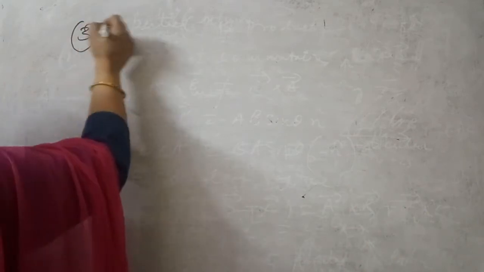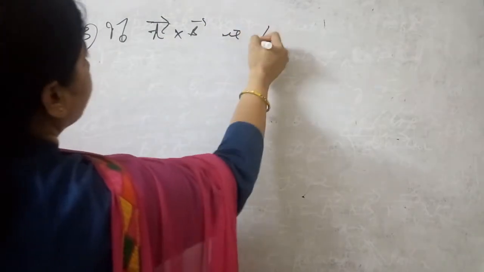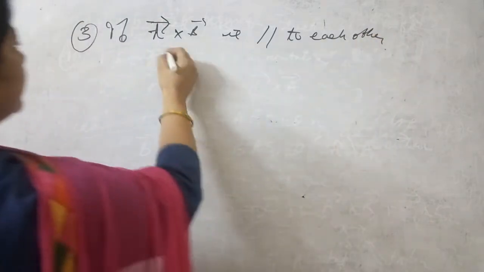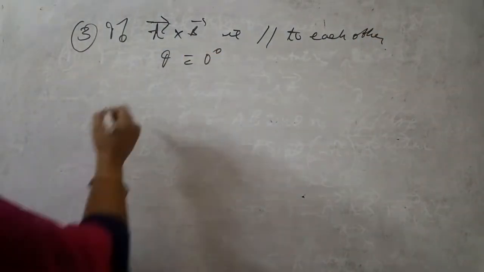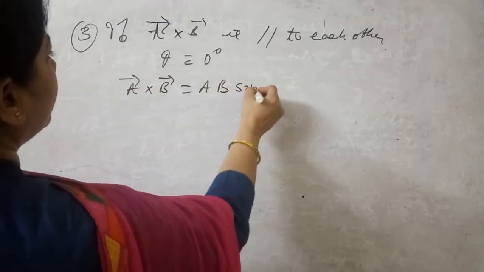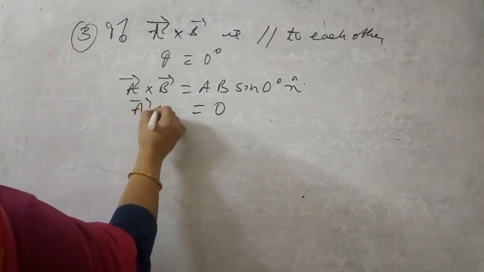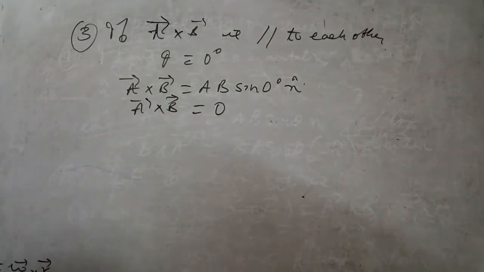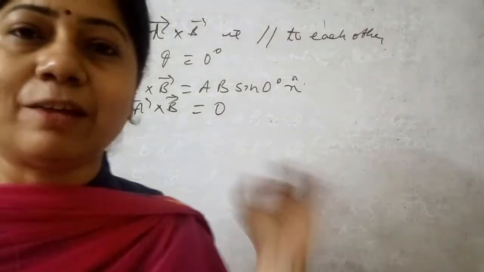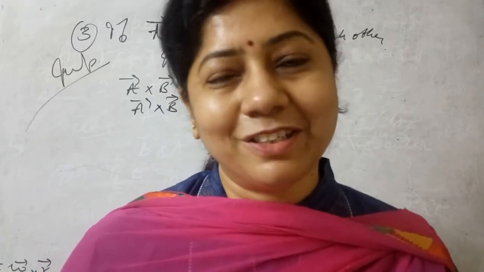Third problem. If A vector and B vector are parallel to each other, parallel to each other means theta is equal to 0. So if theta is 0 degree, then A vector cross B vector is equal to AB sin 0 degree n. Sin 0 degree is what? 0. So A vector cross B vector is equal to 0. So this is a very important property. Suppose you are given two vectors, A vector and B vector, and you have to prove that they are parallel, then the cross product of this should become equal to 0.